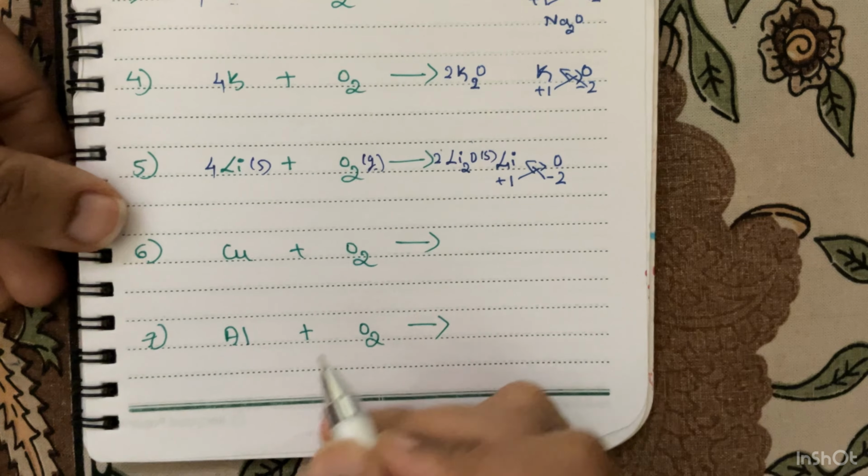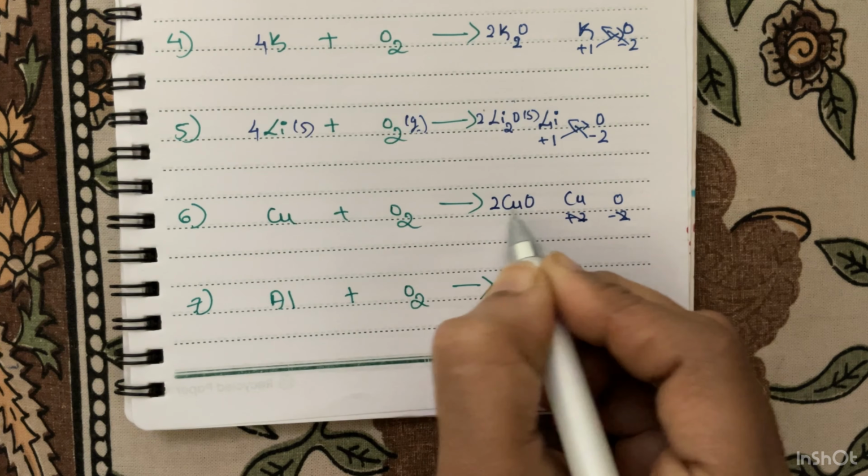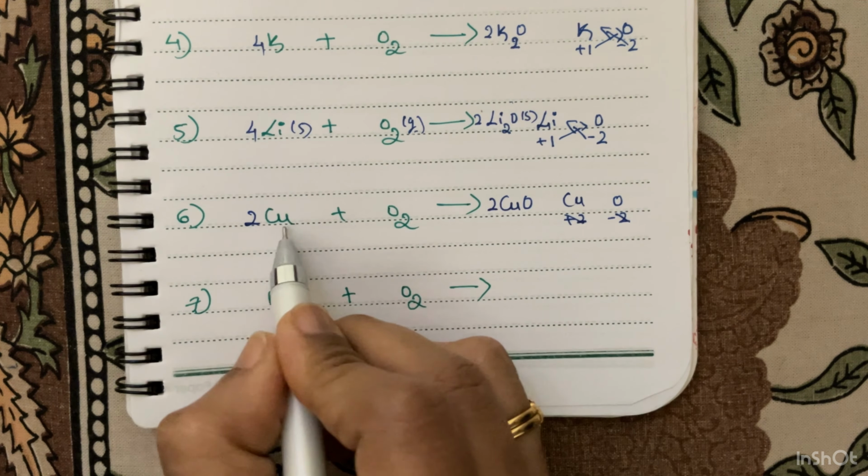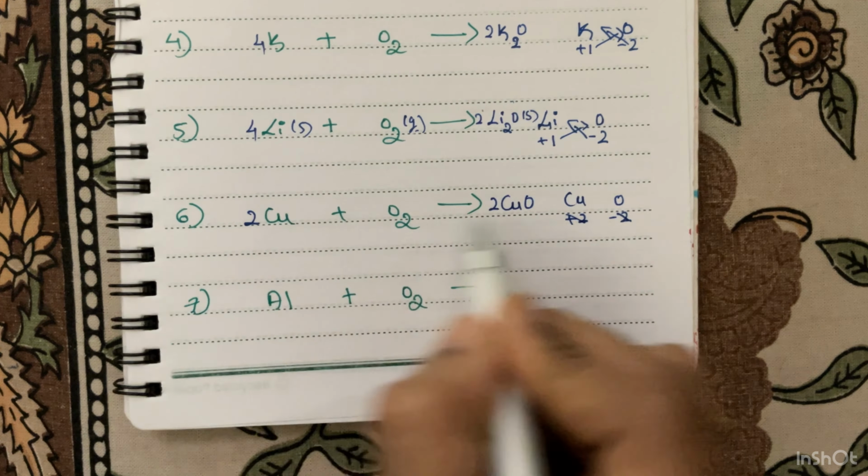Now we will go to copper with oxygen. Copper has a +2 charge and oxygen has a -2 charge. They cancel, so what is left is only copper oxide. Now is it balanced? No, it is not balanced. Here there are 2 oxygens, so let me write 2. But now it becomes copper 2, so let me write 2 for the copper. Now 2 copper and 2 oxygens, and here 2 oxygen.